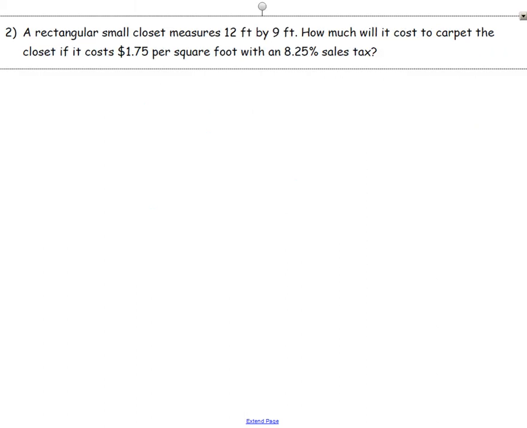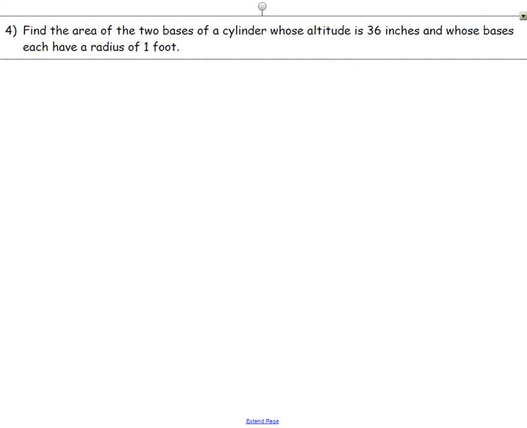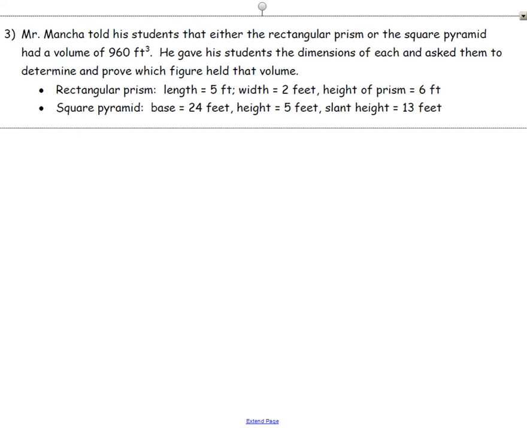Number 2, that's not that bad. Number 3 is not that bad. Actually, we can give you the formulas though. Volume of a prism, area of the base times the height. Pyramid, it's the same thing except we add 1/3 of that. Okay. Yes.